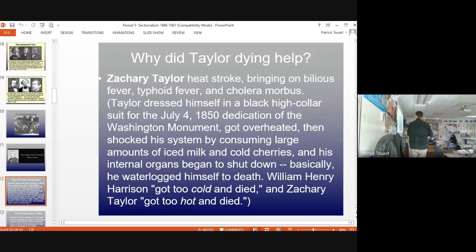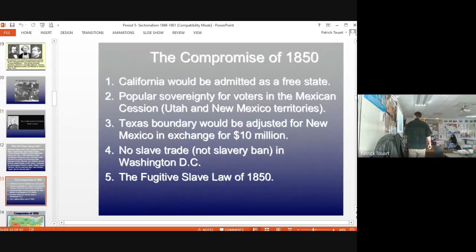The good news is his VP is, well, not a strong figure. Good news for history, I guess. And his name is Millard Fillmore. And Millard Fillmore is very supportive of this bill. But here's the problem again. President Fillmore isn't the issue that's got to be dealt with, it's the Senate.